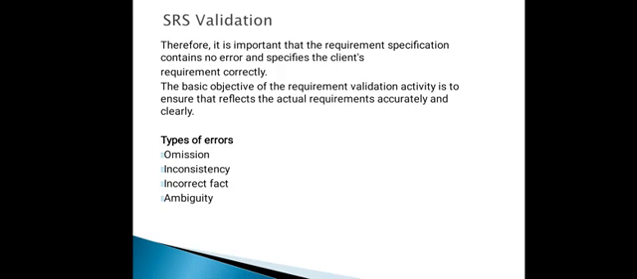Inconsistency can be due to contradictions within the requirements themselves or due to incompatibility of the stated requirement with the actual requirement of the client or with the environment in which the system will operate. Next is incorrect fact. In this type of error, some facts recorded in the SRS are incorrect. Ambiguity. In this type of error, some requirements have multiple meanings.